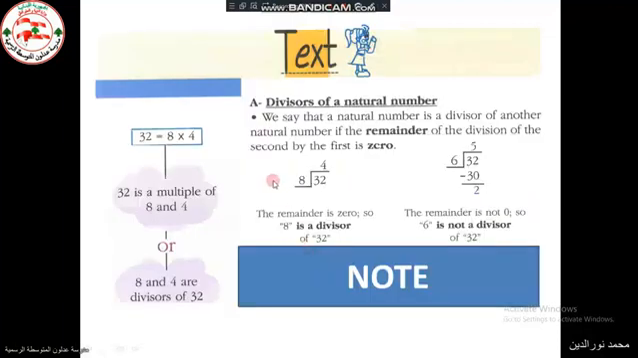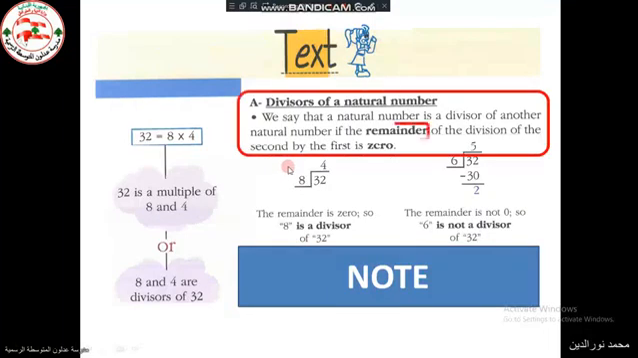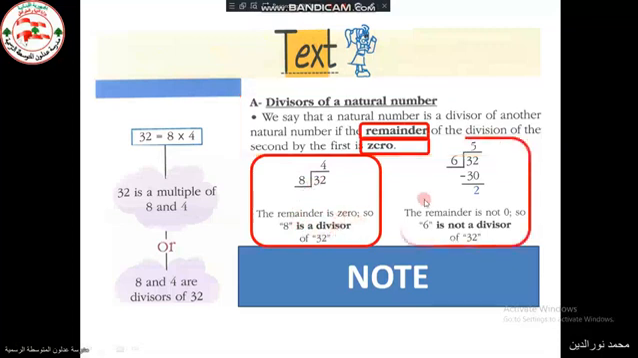So we say that a number is a divisor of a natural number if the remainder of the division is 0. In this case here, the remainder is 0, then 8 is a divisor of 32. In the other case, we have 2 as remainder, so 6 is not a divisor of 32.